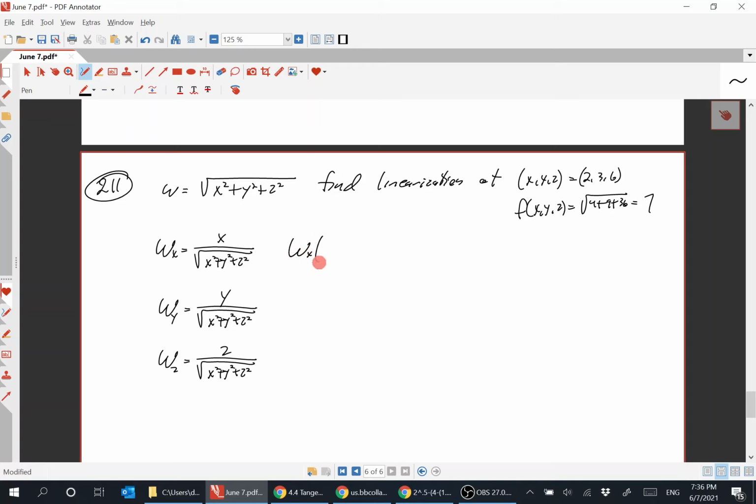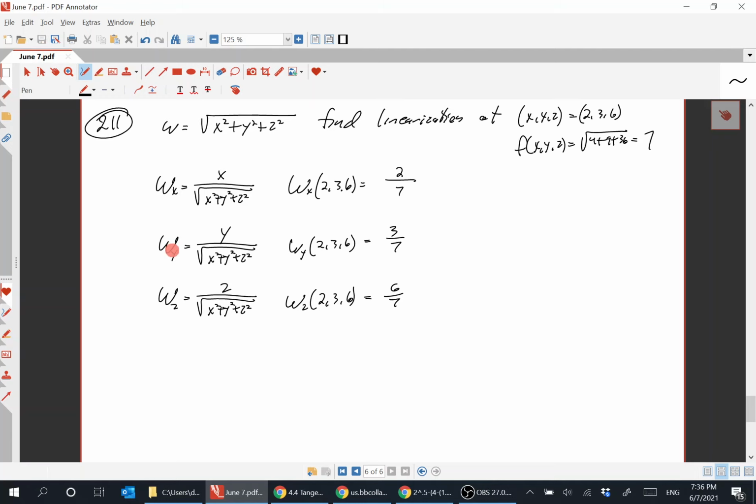So wx at (2, 3, 6) is equal to 2 over, and then this thing here is 7. wy at (2, 3, 6) is therefore 3/7, and wz at (2, 3, 6) is 6/7. Right, so 2/7, 3/7, 6/7.